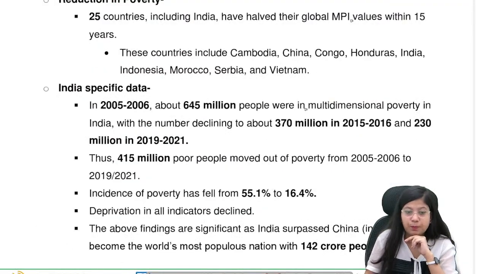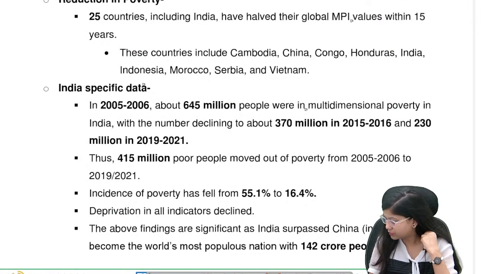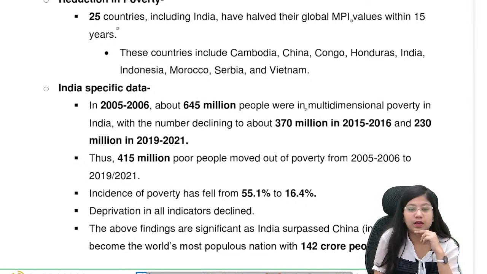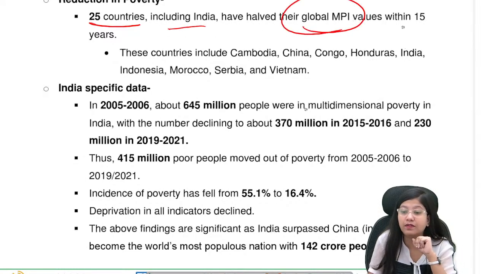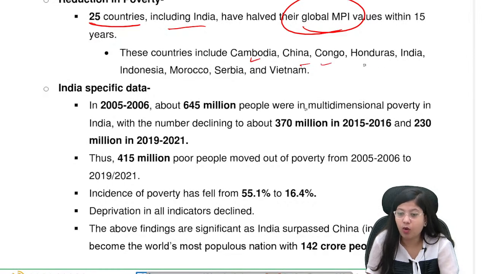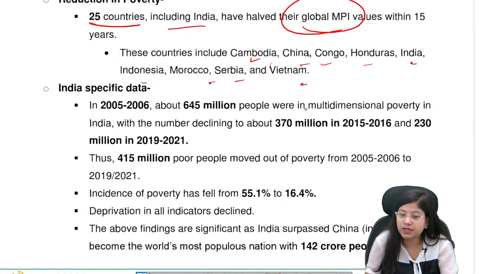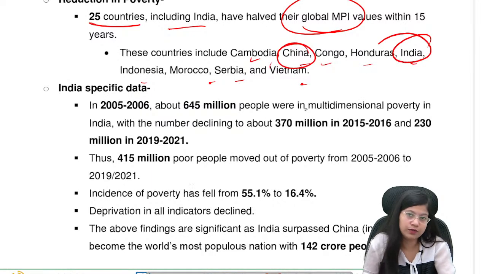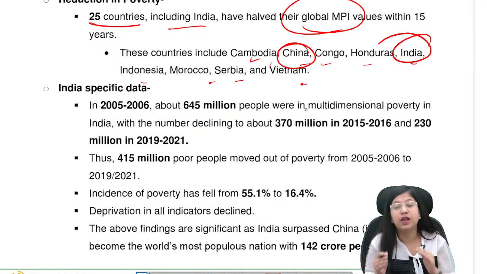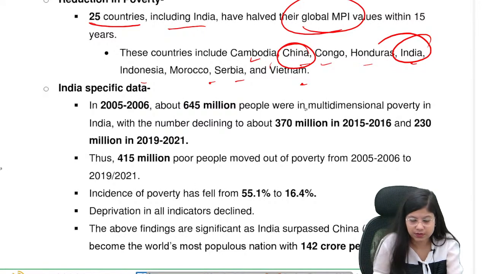Now, what does this report say about the reduction in poverty? 25 countries, including India, have halved their global MPI values within 15 years. These 25 countries include Cambodia, China, Congo, Honduras, India, Indonesia, Morocco, Serbia, and Vietnam. Out of these, China and India are of utmost importance. So, we have reduced our global MPI by 50%.